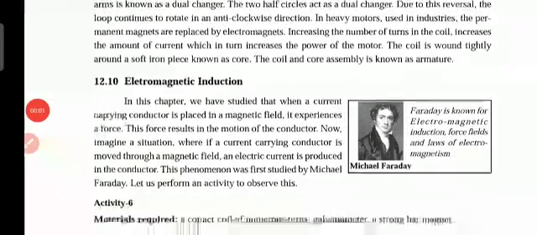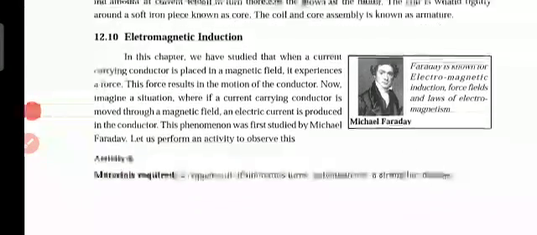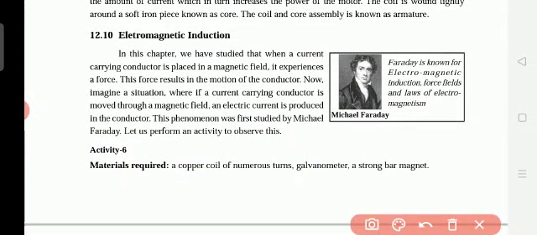Good morning, students. Now we will learn about electromagnetic induction. So what is electromagnetic induction?